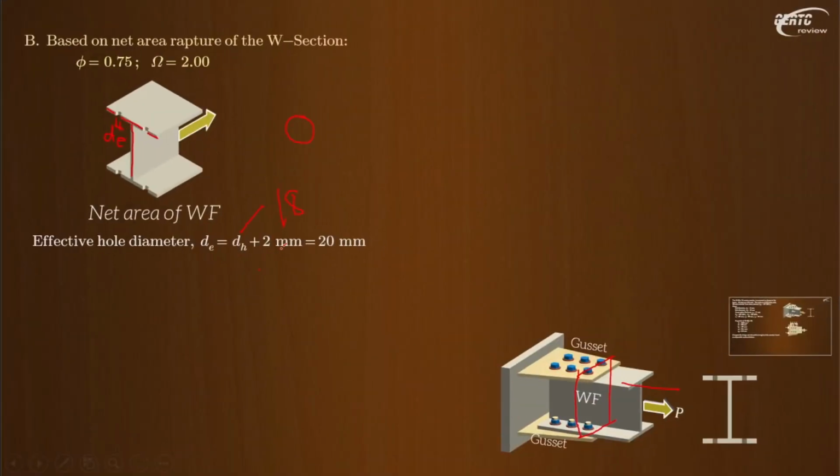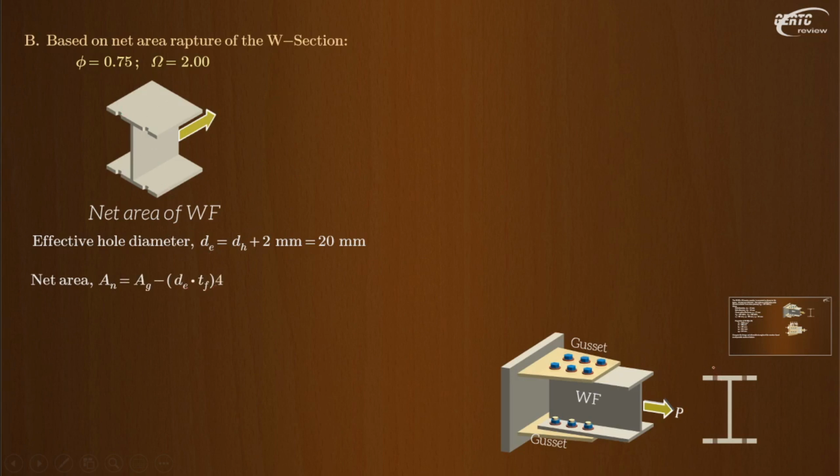Okay, so let's call that the effective hole diameter. The net area will be equal to the gross area minus 4 holes. Each hole is equal to the effective diameter times the thickness of the flange. So that will be AG minus 4 times the... that one times 4, because there are 4, no?